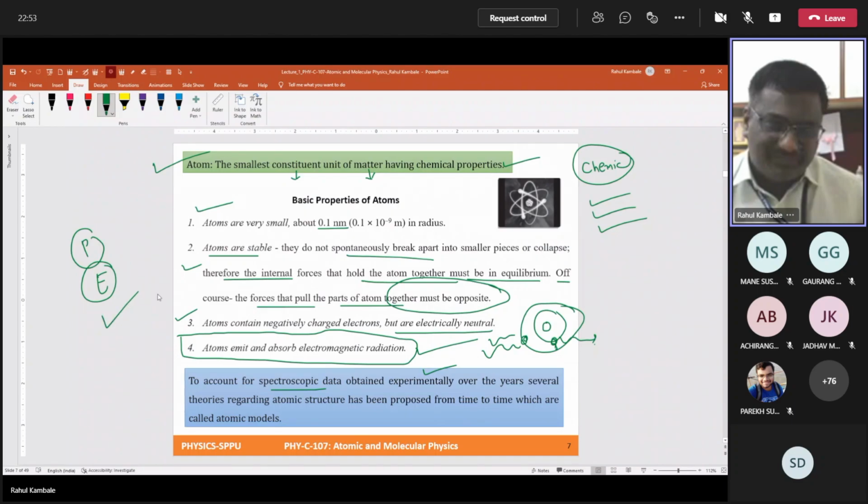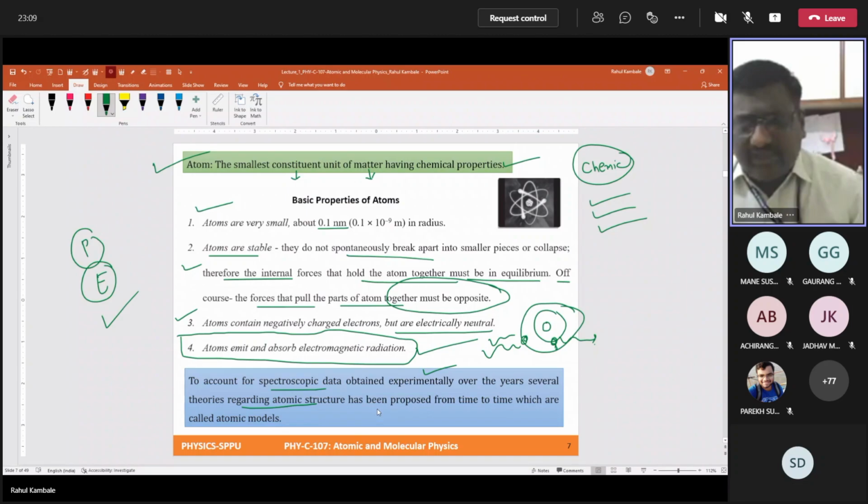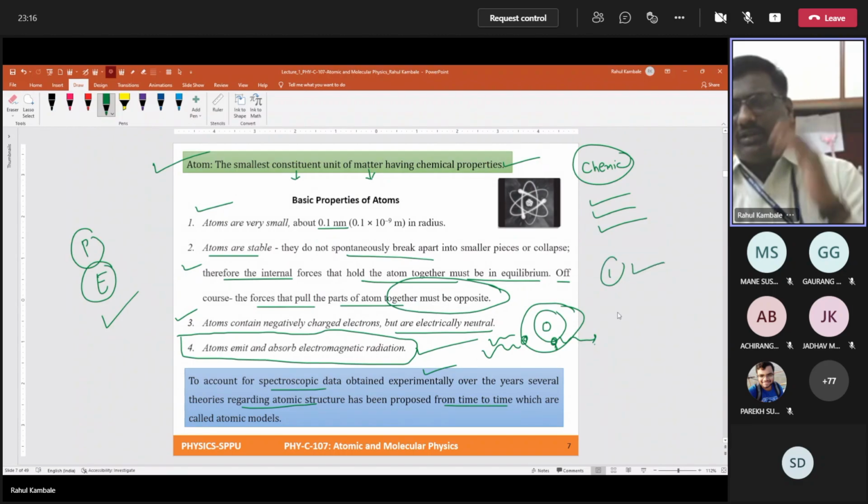Why did Frank and Hertz get a Nobel Prize? If time permits, maybe we will come to that part and I will explain. Over several years, spectroscopic data regarding atomic structure was obtained experimentally, and from time to time models were proposed. Suppose today I propose something, then this is my model. After 10 years, if you propose something, then it is your model.